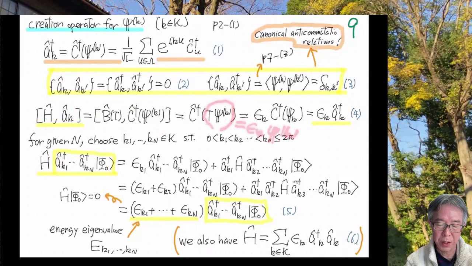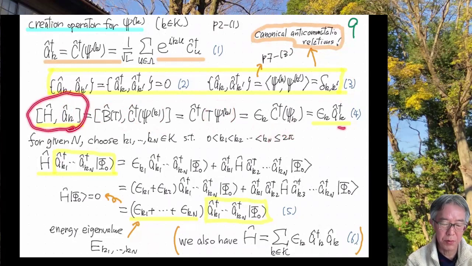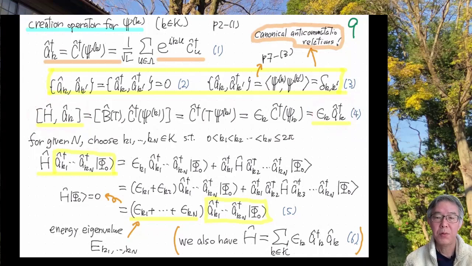So from the linearity, you see that this is equal to this, and from the definition, you get this. So this commutation relation gives you this. Very nice. Now we are ready to write down many-particle energy eigenstates using this A dagger.